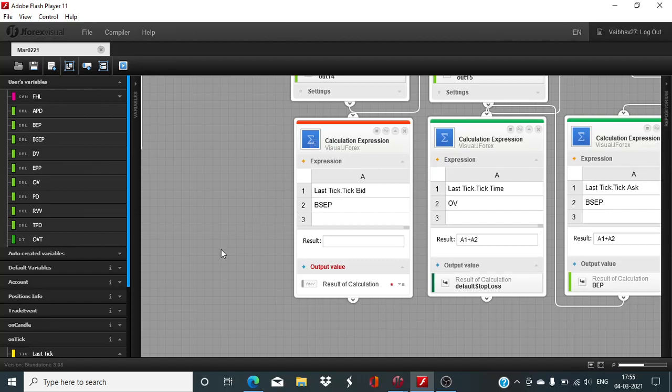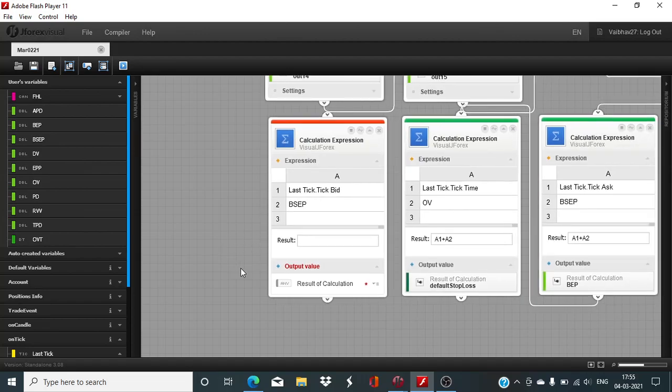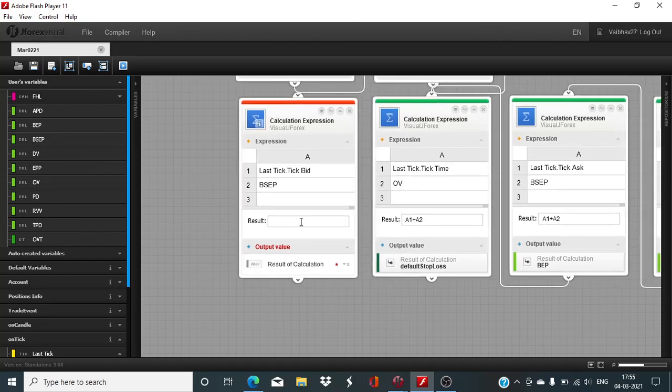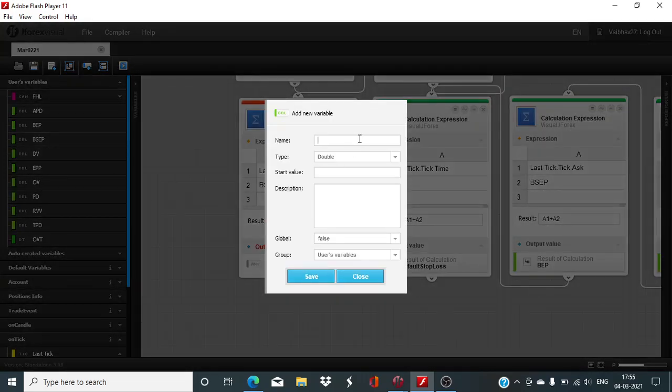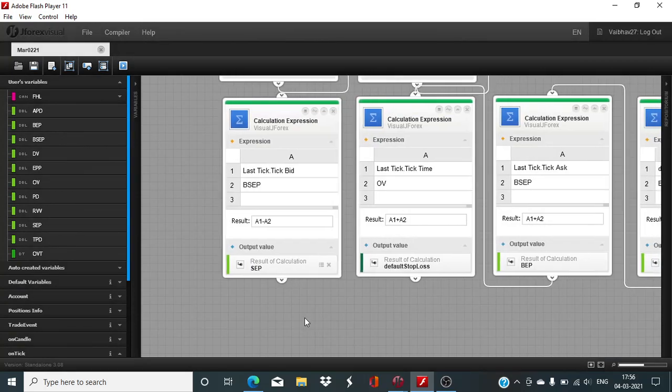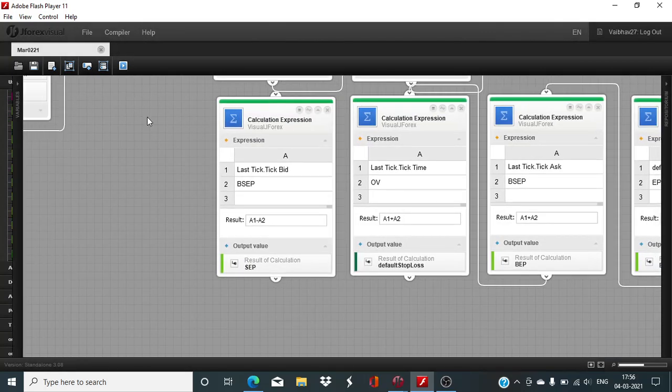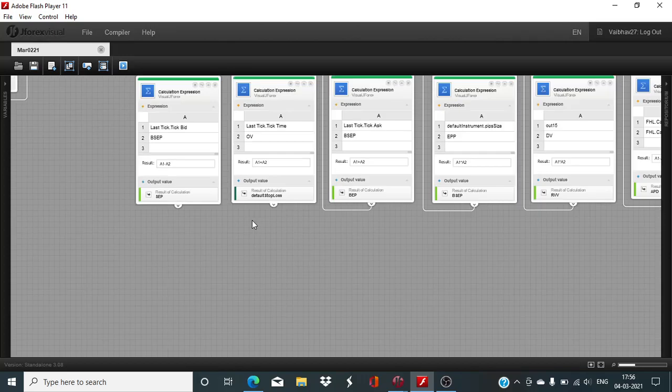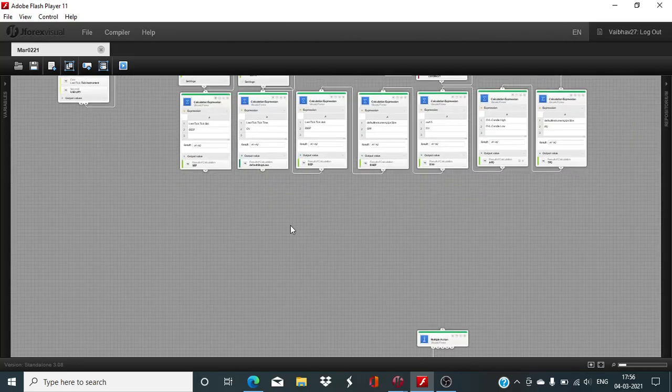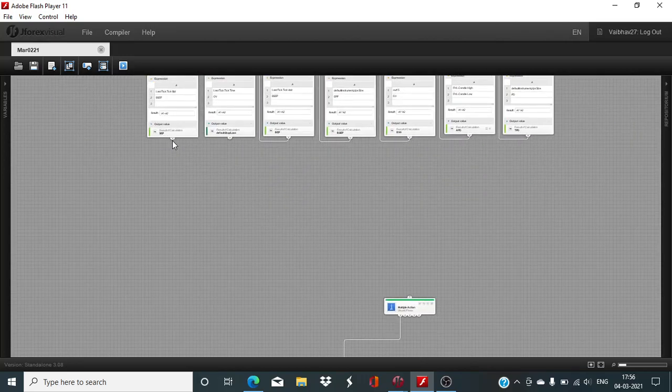And for sell, the execution will happen below the prevalent price. For that, it will be A1 minus A2, and this will be sell execution price. Now I will join this.